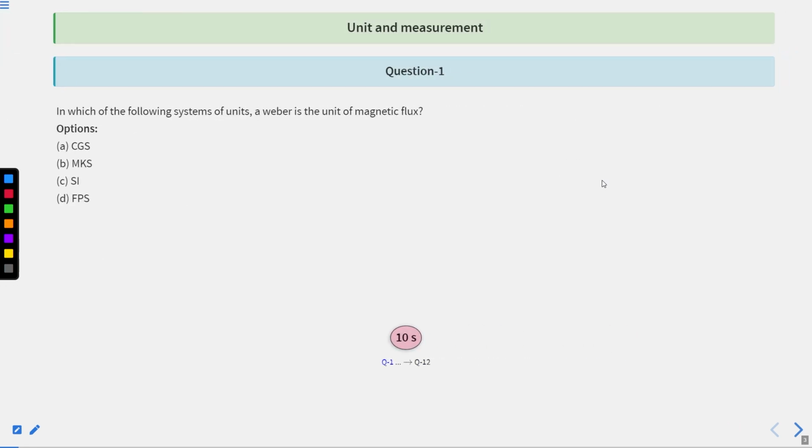So first question is, in which of the following systems of units a Weber is a unit of the magnetic flux? There are 4 options: CGS system, MKS system, SI system, FPS system. In which system? You have 10 seconds to solve this question.